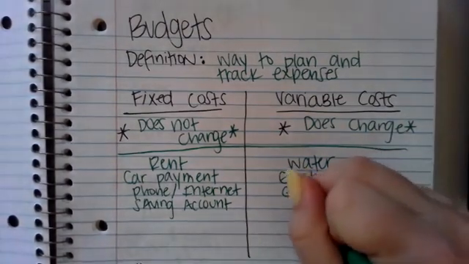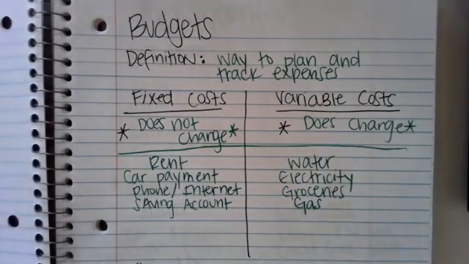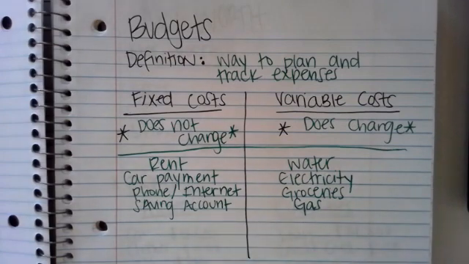Gas. So I don't know if your parents have been talking about the current gas prices we have. Gas right now is very expensive. So last month and this month, your parents are probably paying more, or your siblings, whoever's driving in your household, probably paying more for gas than in previous months.